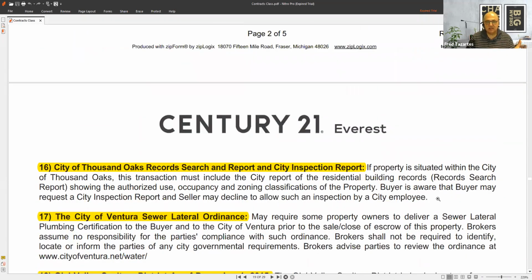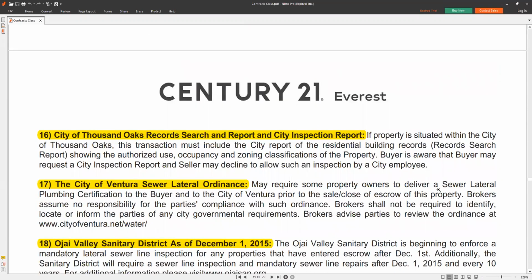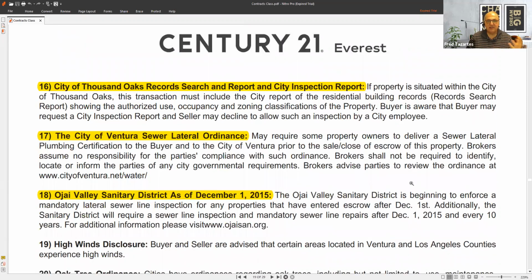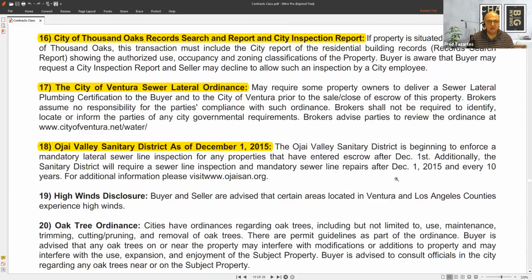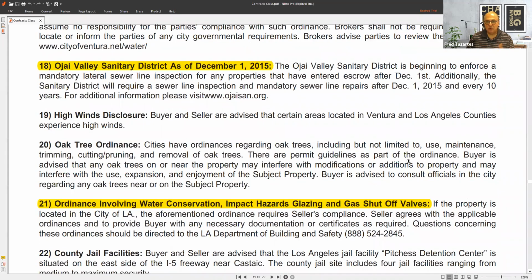City of Thousand Oaks has a record search and report city inspection. Ventura has a sewer lateral ordinance. There's a sanitary district. High winds, we have high winds. Oak tree, we have an oak tree ordinance. You guys have an oak tree ordinance. If you're buying a property with oak trees and you want to do stuff, make sure you can do it.